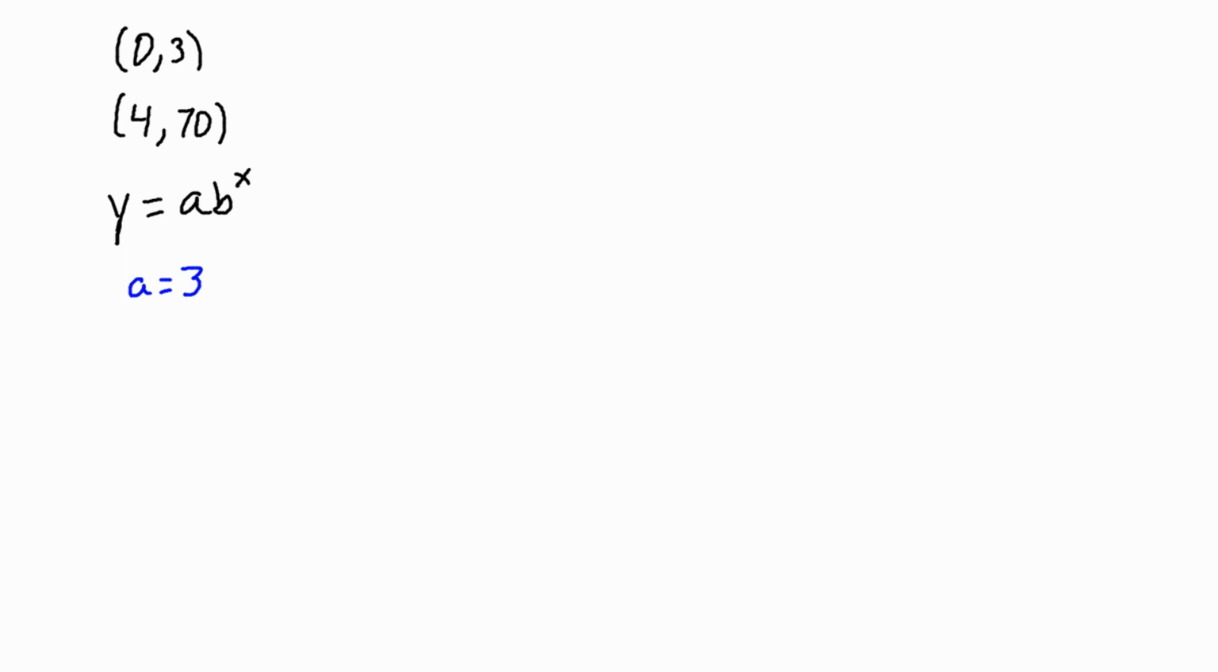To find b, we substitute everything we know into y equals ab to the x power. My y is 70, equals my a is 3, b I don't know, my x is 4. Dividing both sides by 3, I have 70 divided by 3 equals b to the fourth power. To get rid of the fourth power, we want to take each side to the 1/4 power.